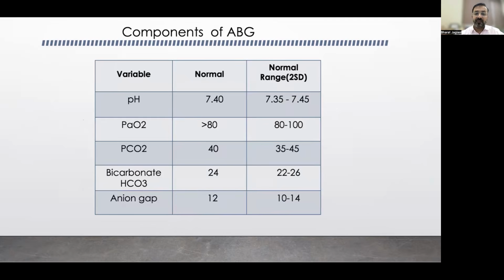So what are the components we look into? We look into the pH, PO2, PCO2, bicarbonate, and anion gap. And these are the normal ranges of all the components. pH is somewhere around 7.35 to 7.45, PO2 around 80 to 100, PCO2 35 to 45, bicarbonate 20 to 26, and anion gap 10 to 14.